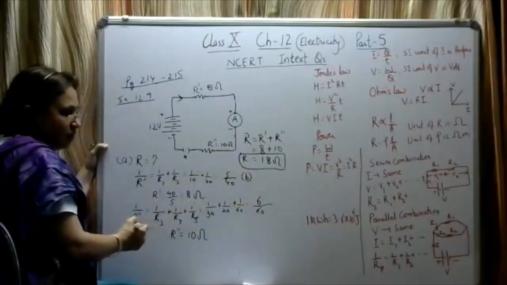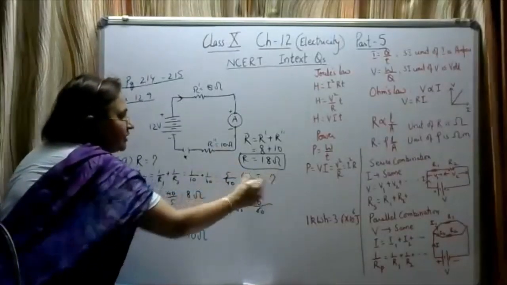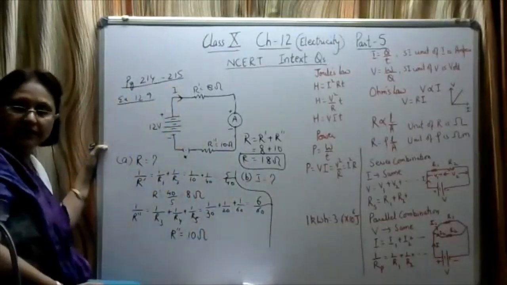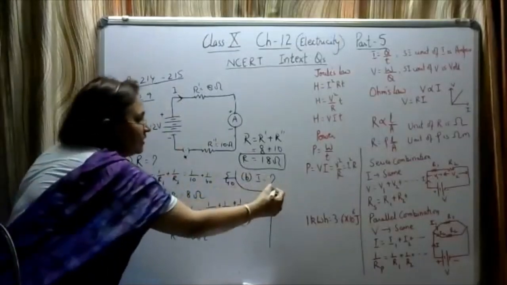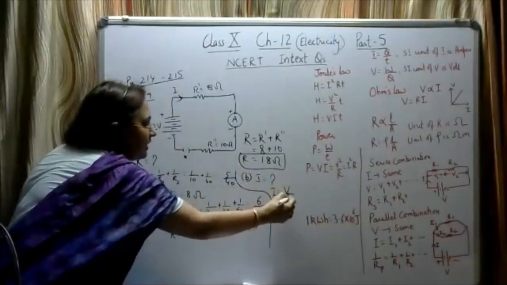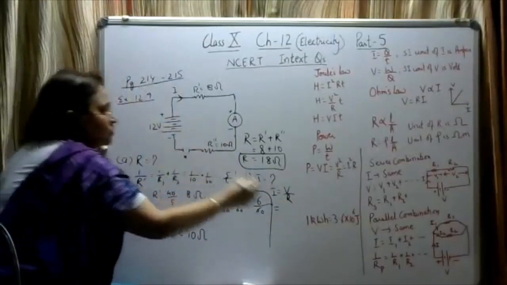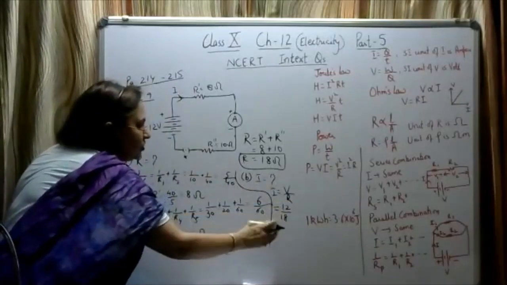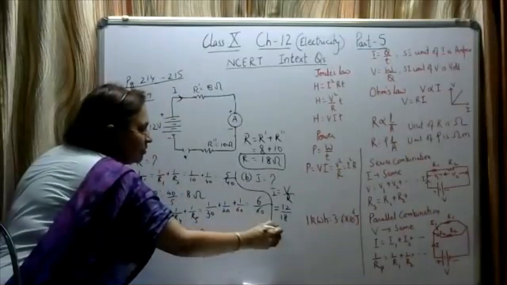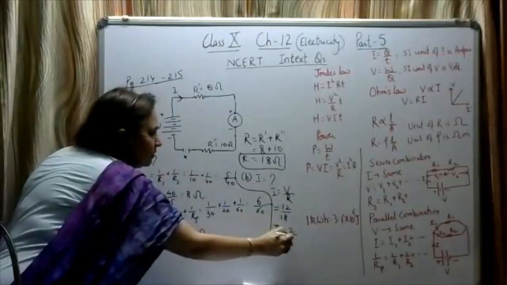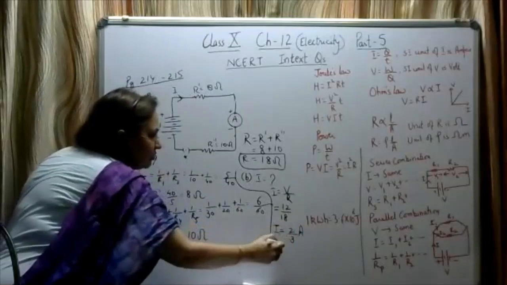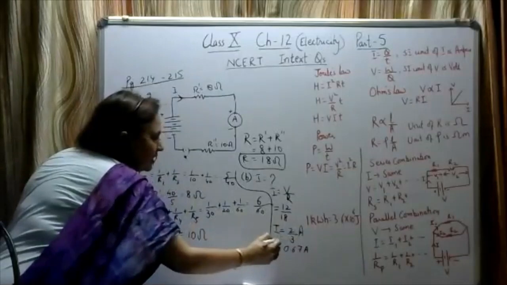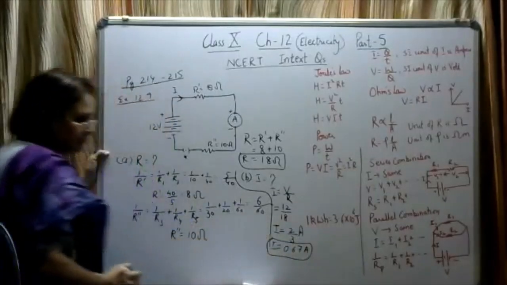Now the B part is to find the total current flowing in the circuit. So here you have to determine I. This current has to be determined. I is equal to V upon the total equivalent resistance. Here the voltage source is given to be 12 and the equivalent resistance is 18. The current through the circuit is equal to 2 upon 3 amperes, or it can be written as 0.67 amperes. So this is the current through the circuit.